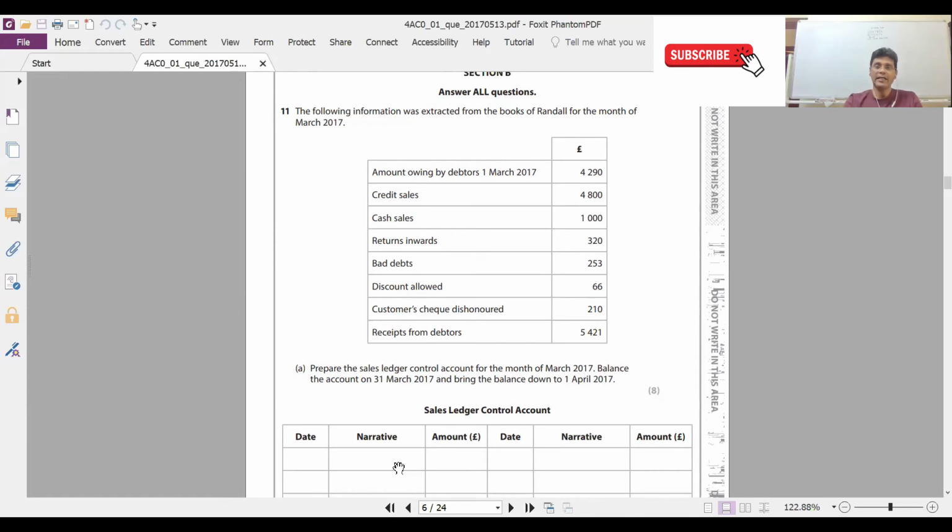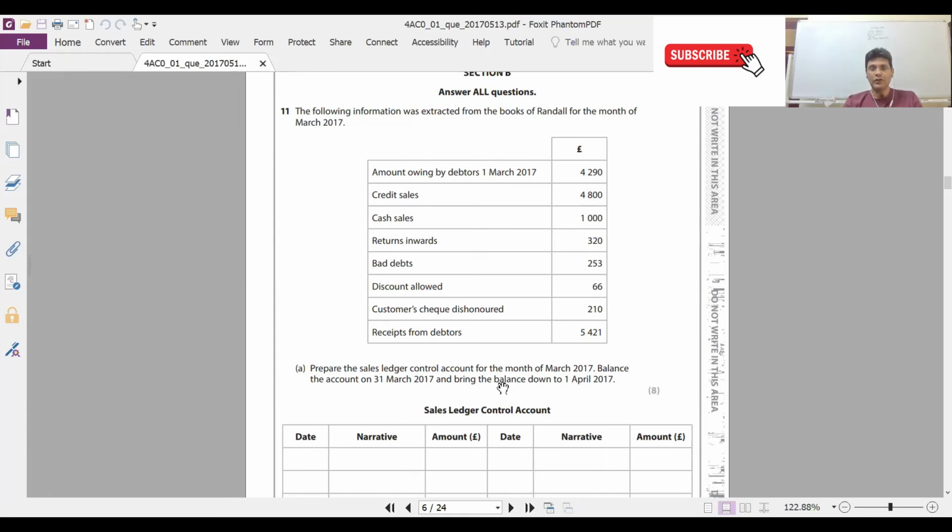In that case, the bank will dishonor your check deposit, they will not honor it. That means you have not received the money. That is the meaning of customers' checks dishonored. Receipts from debtors: 5,421, that is the amount received from the customers.